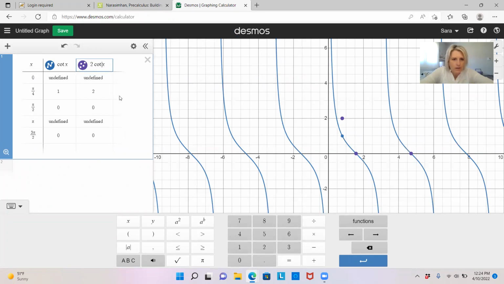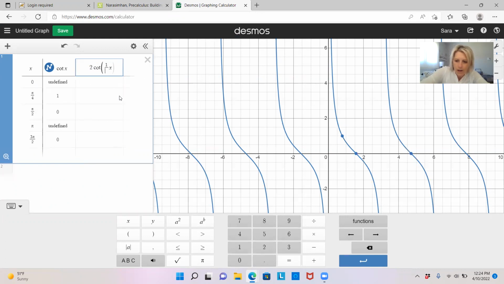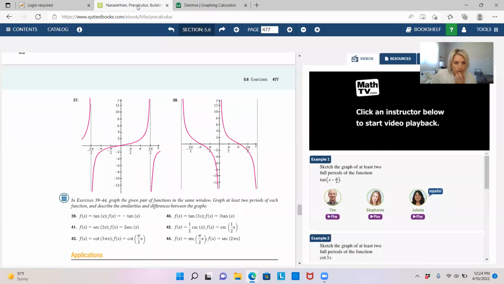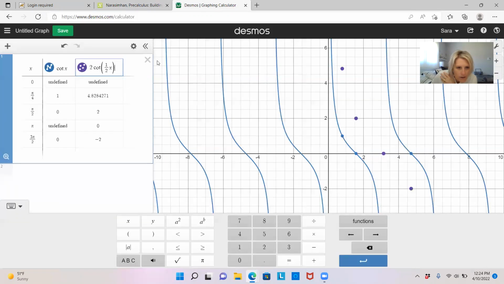So what if we did 1/2 x there? Oops, okay. So at pi over 2, it's 2. At pi, it's 0. Okay, let's see if that, yep, at pi, it's 0. At pi over 2, it's 2. It actually looks like it's a little bit bigger than 2 at pi over 2, but let's see. Pi over 2, it's 2 and -2.